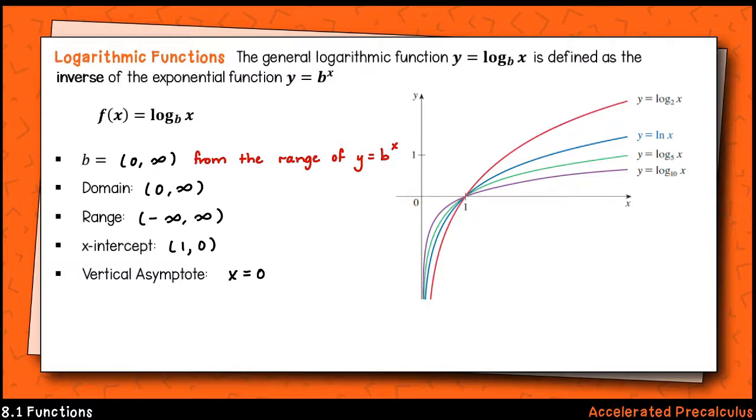Note that the x-intercept this time is what the y-intercept was for the exponential function. It's located at 1, 0. The vertical asymptote, not a horizontal asymptote, but instead a vertical asymptote, is located at x equals 0.